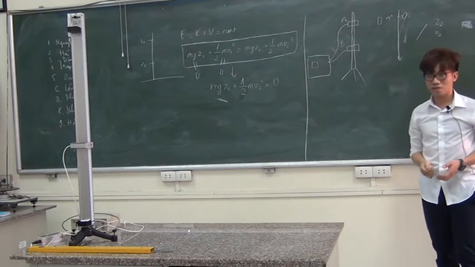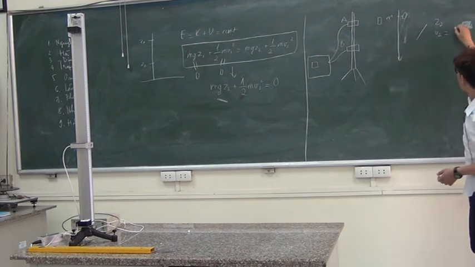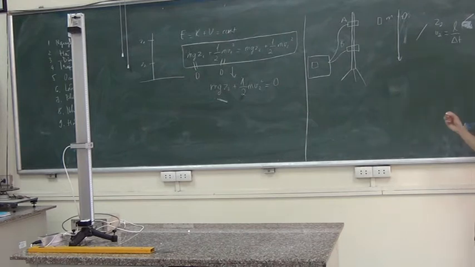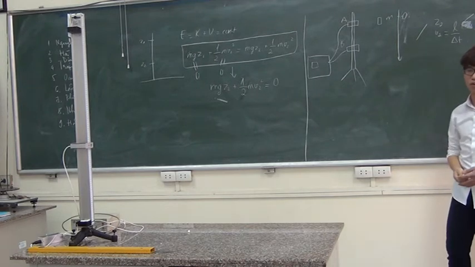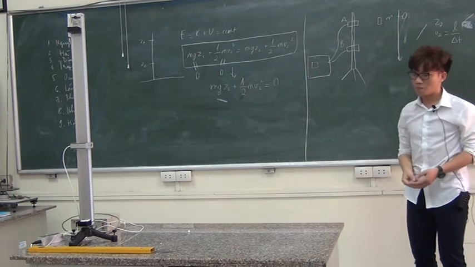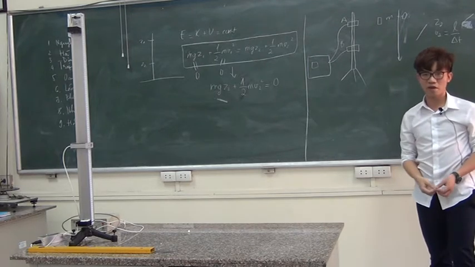V2 is the instantaneous velocity, but in this experiment we can determine it by L over delta T, with L the length of the object and delta T the time the object blocks gate B. Then we substitute into the equation and conclude about the law, and record the results in a table. But this is not my real expectation for them, so I ask them to find another way to verify the law.